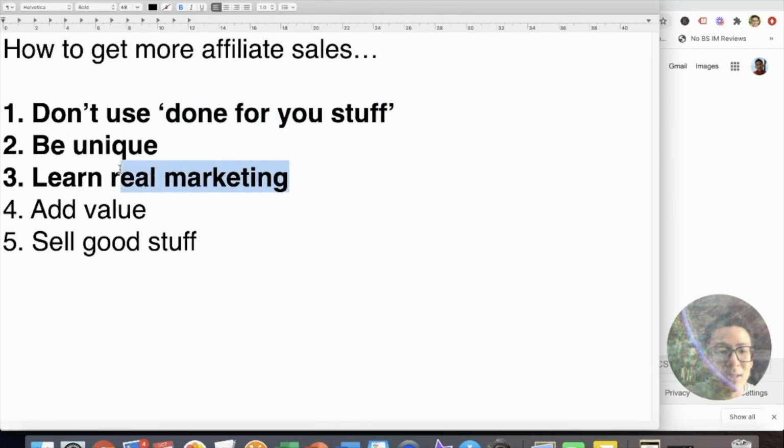So what you need to understand is you need to learn real marketing. Now, what's real marketing, right? You might be like, Aaron, I don't understand. What is real marketing? Well, it's very simple, okay? You have to learn how to pick real products. You have to learn how to create a simple sales process. You have to learn how to attract people. You have to learn how to give value. You have to learn how to do a little bit of video, right?